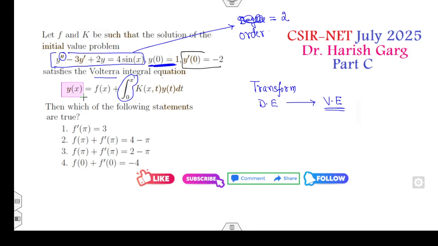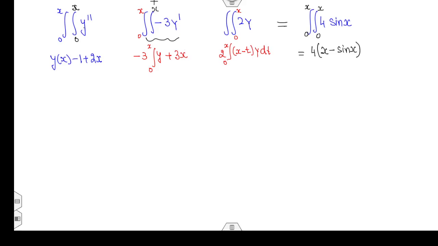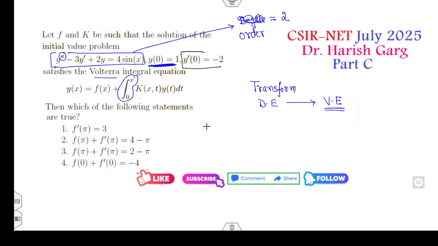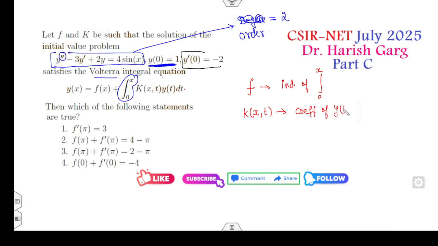So your target is to write y on the left hand side while all the other terms are on the right hand side, and your target is to find the value of f. If you look at the f in the given statement, f is the term which is independent of the integrations. Fine. And the value of k of x comma t is the coefficient of y of t in the integration from 0 to x. That is it in this case, right?